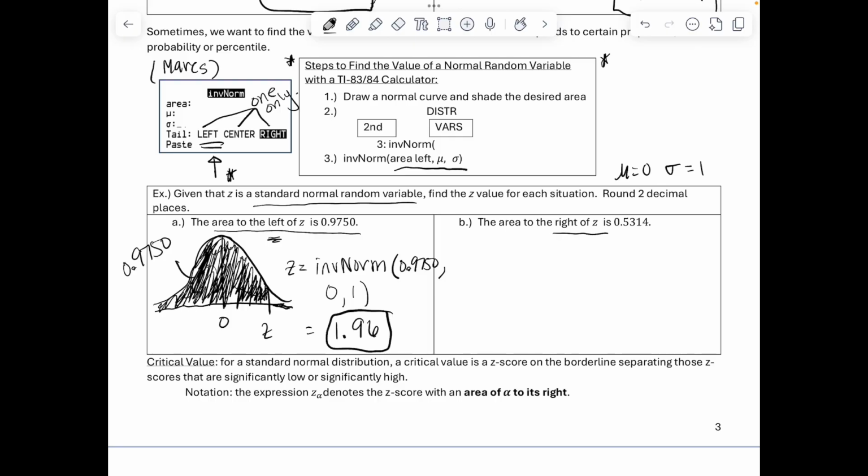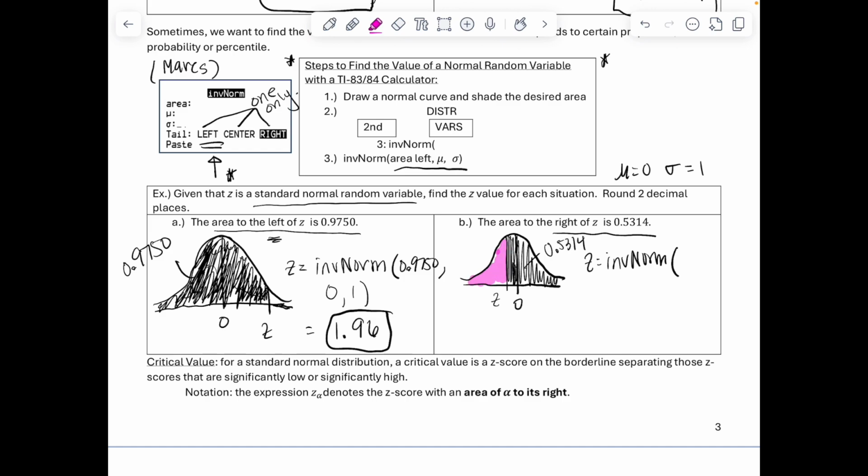Part B says the area to the right of z is 0.5314. So again, drawing our bell-shaped curve, our normal curve, I'm going to put 0 in the middle. And this time I'm shading to the right. And so I need to shade a little bit more than a half. So I know that z is going to be somewhere over here on the left side, since when I shade it to the right, it's a little bit more than half of that graph. So z is equal to inverse norm, area to the left. Well, since the area to the right that we had shaded is 0.5314, I need to find the area to the left of it.